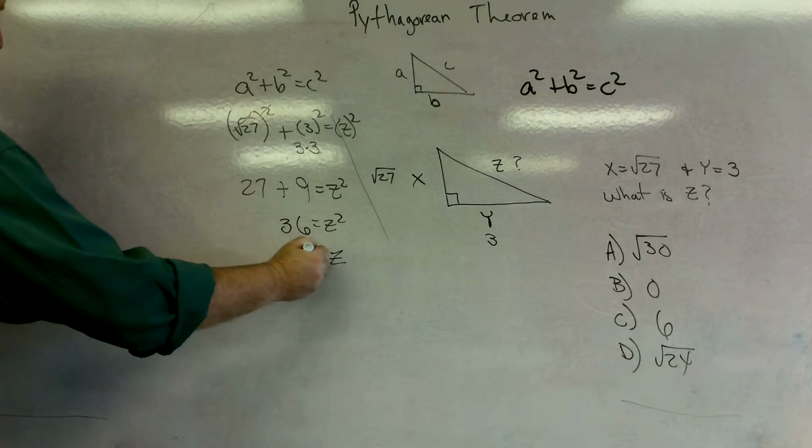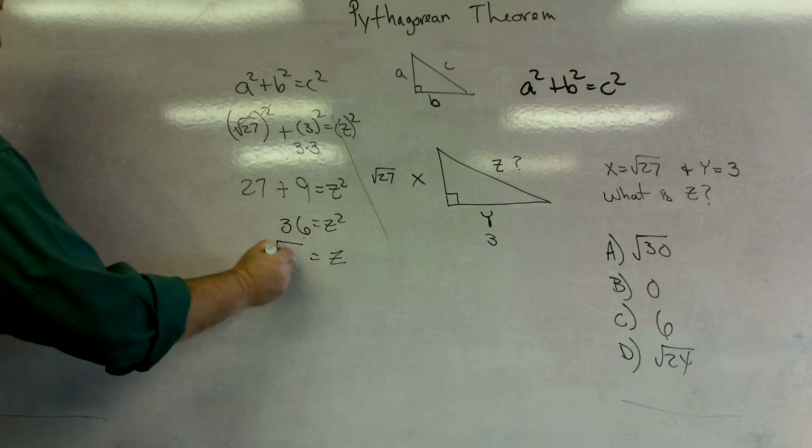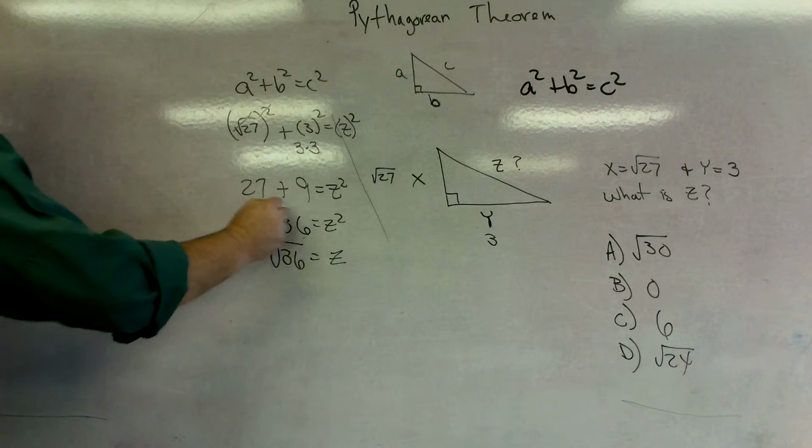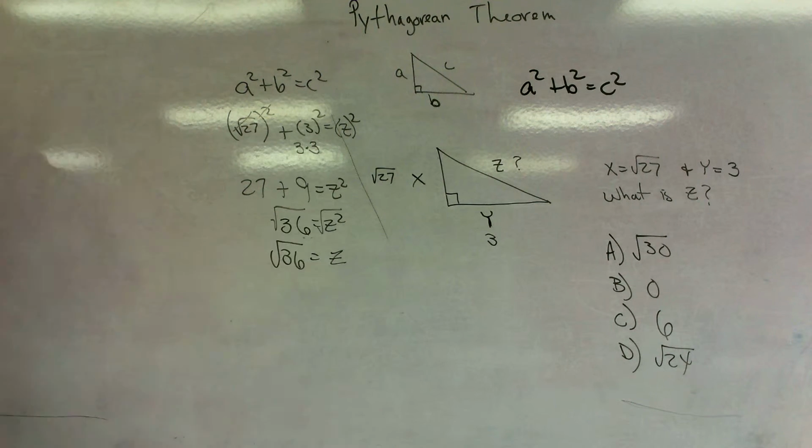So z then is equal to the square root of 36. You take the square root to both sides to get rid of the square. Okay, so let's go ahead and look at our answer choices and see if we can figure out what the correct answer choice is without actually even knowing that the square root of 36 is 6.